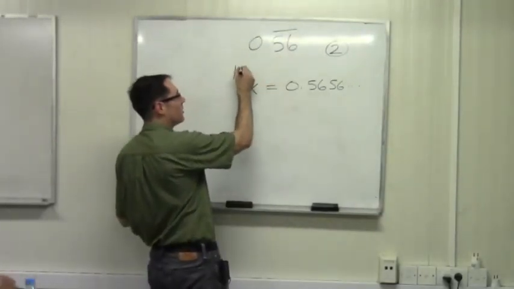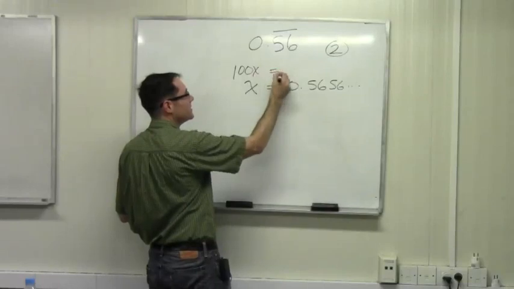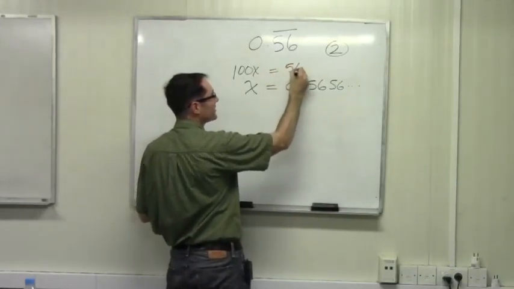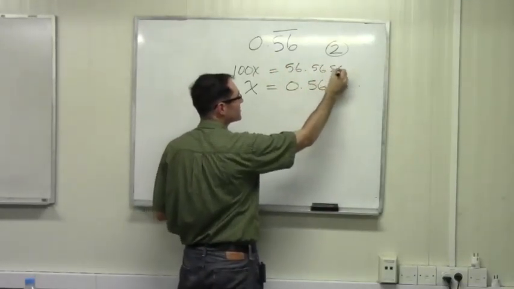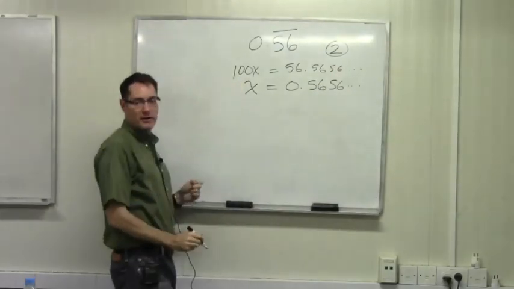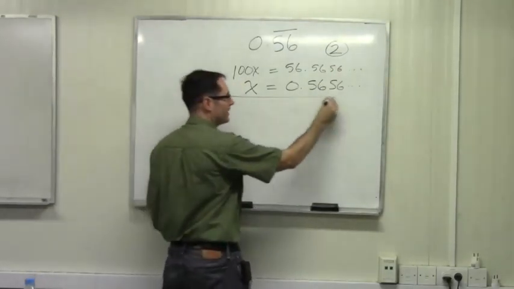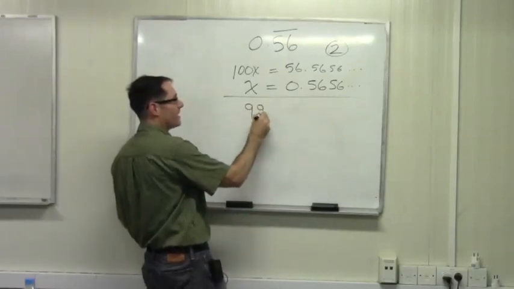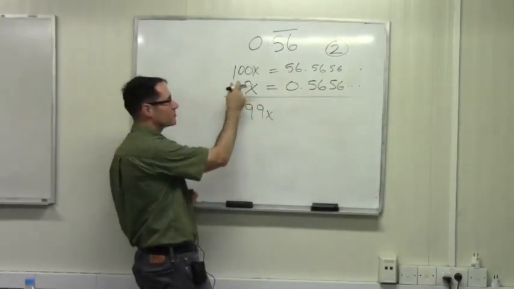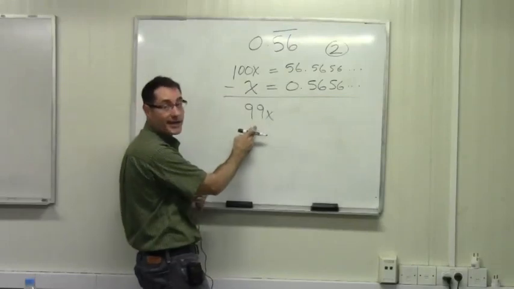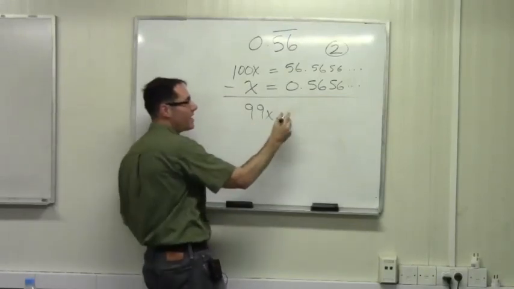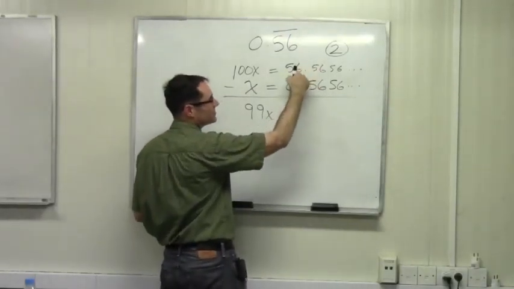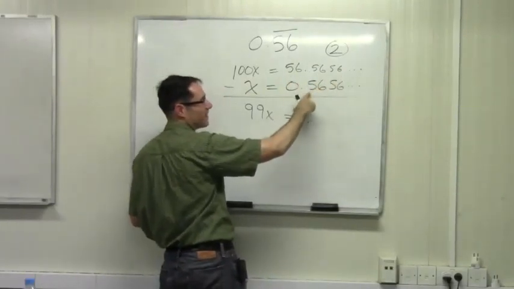OK, so we're going to say 100x equals 56.5656 dot, dot, dot. And then what do we do? Subtract them. OK, so that's going to be 99x. Because if you have 100 x's and you subtract 1 x away, you're left with 99 x's. OK? And then this is going to be all 56.5656 minus 0.565.